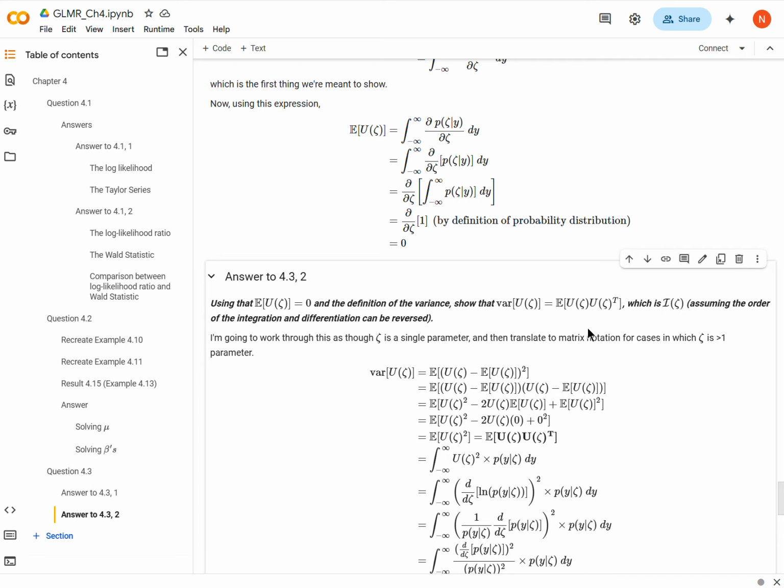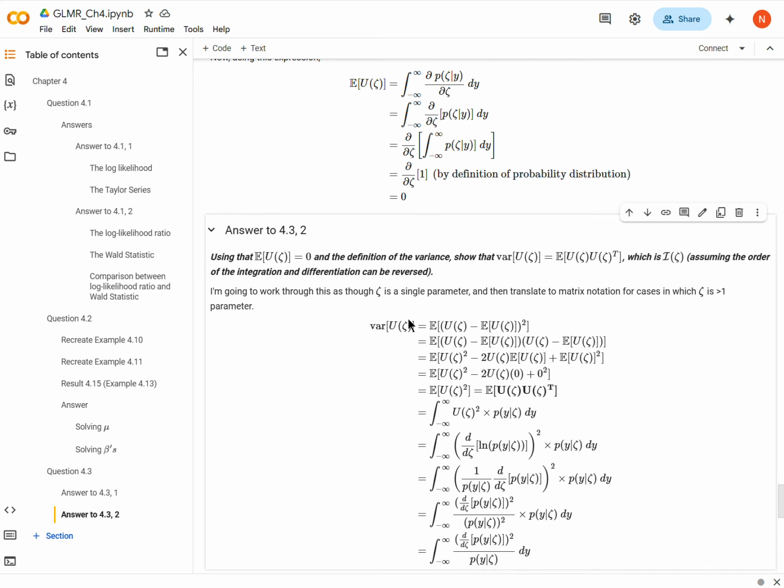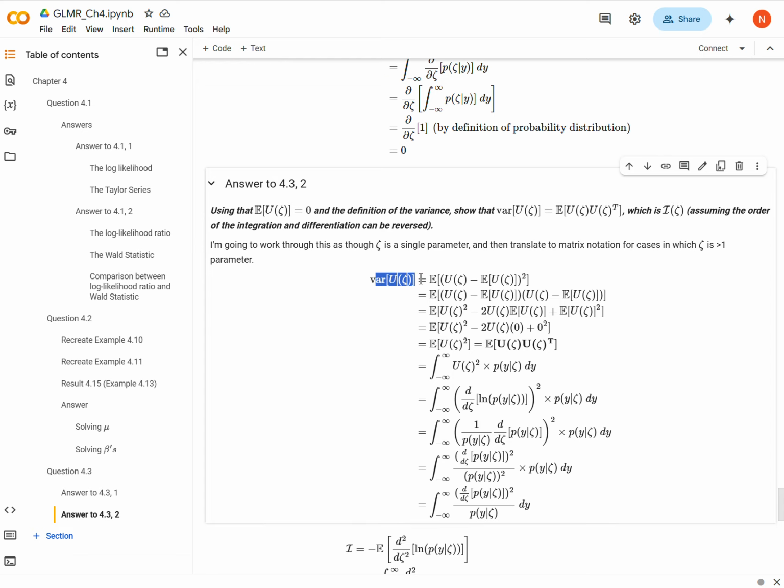Okay, so I'm going to do this in 2 parts. First I'm going to show that the variance of the score function is this, and then I'm going to expand this to an expression which is equal to this. All right, so first let's start with the variance.